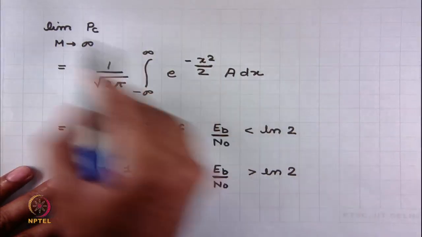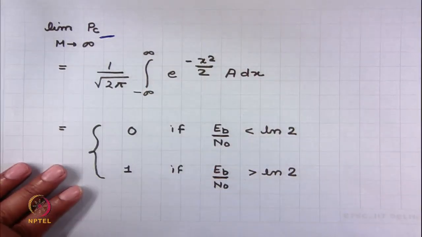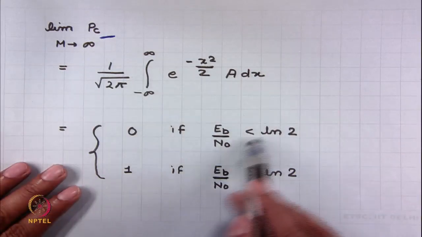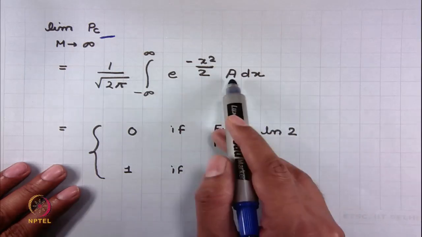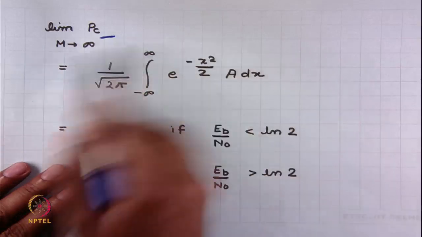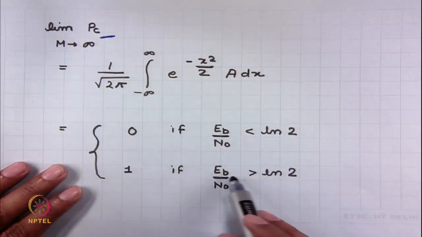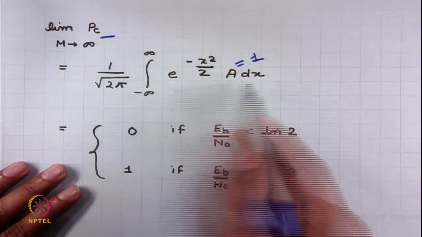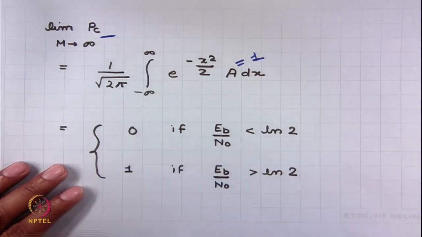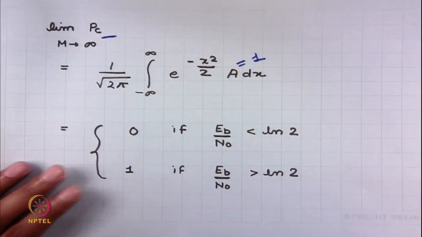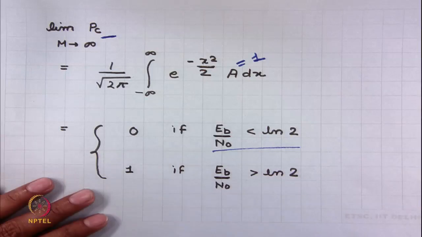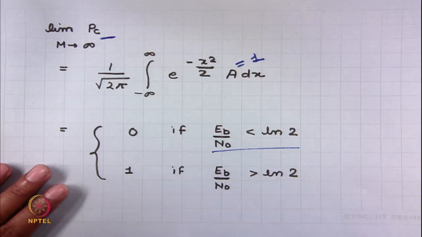Now, let us put this a back into this probability of being correct. So, probability of being correct was this: if E b by N naught is less than ln 2, then a is 0, and probability of being correct is also 0. If E b by N naught was greater than ln 2, then a was 1, and then it is an integration of PDF from minus infinity to plus infinity, which is also 1. So, what we have got is, if E b by N naught is less than ln 2, then the probability of being correct is 0, and if E b by N naught is greater than ln 2, then the probability of being correct is 1. Okay.